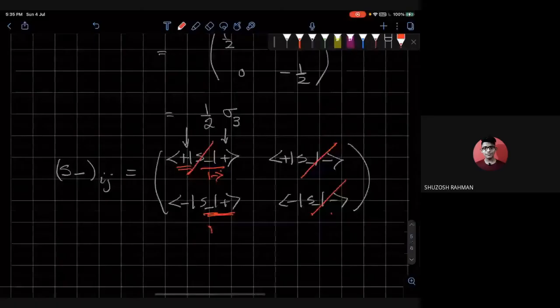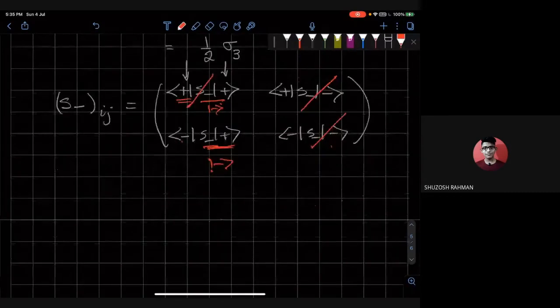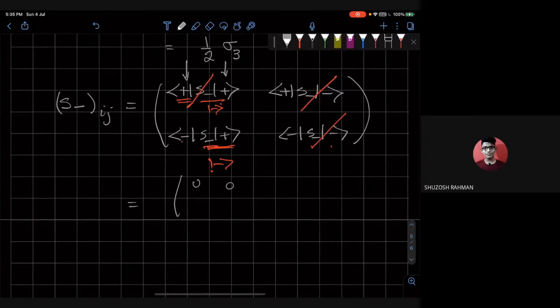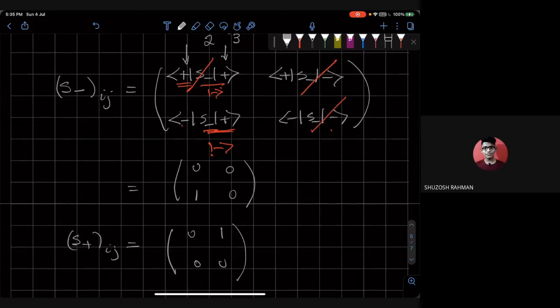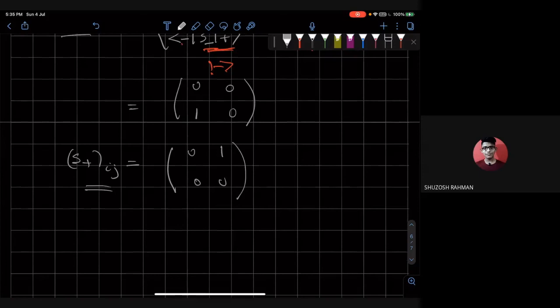S minus acting on this will give you 0. So S minus acting on this thing will give you minus, and this thing will give you 1. So you get 0, 0, 1, 0. As advertised, this is not a Hermitian matrix. Now, similarly, you can work out what S plus is. S plus is just going to be 0, 1, 0, 0. We can just take this thing, take its Hermitian conjugate, and that is going to give me S plus. And then I can work out what S1 and S2 are.